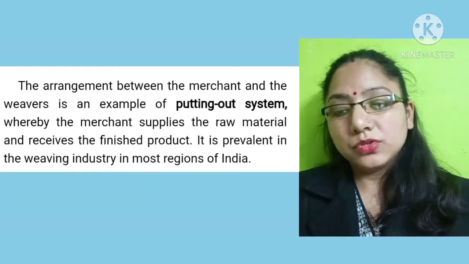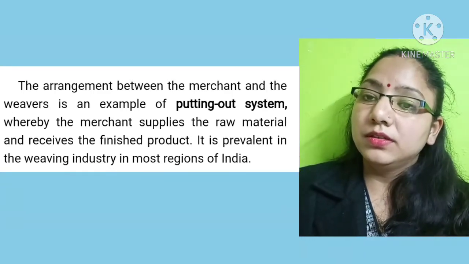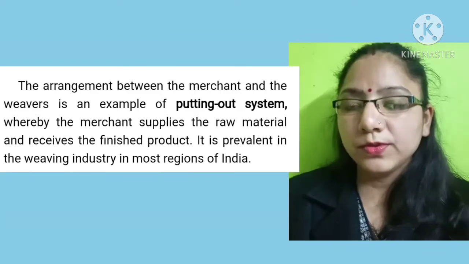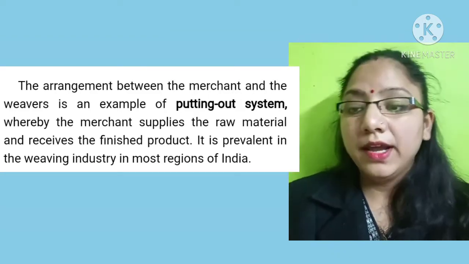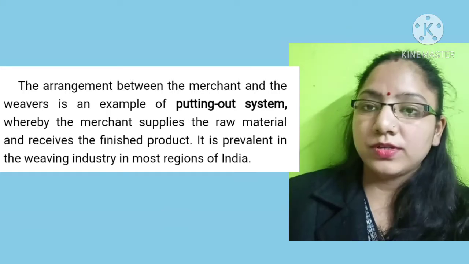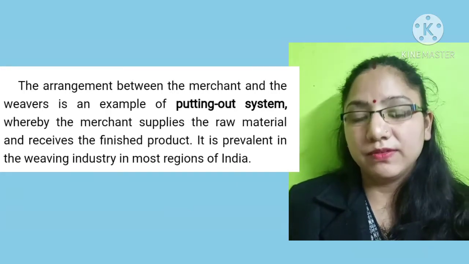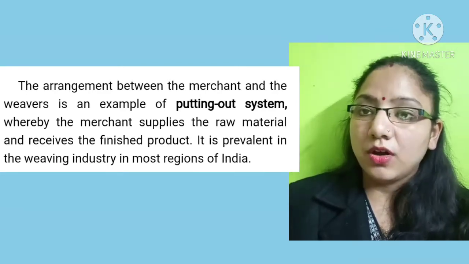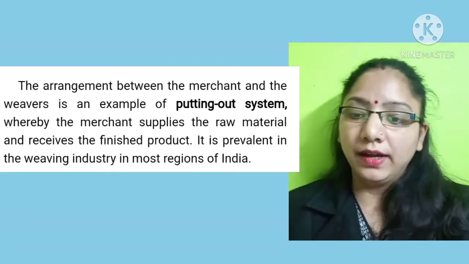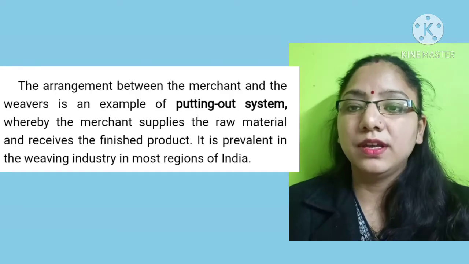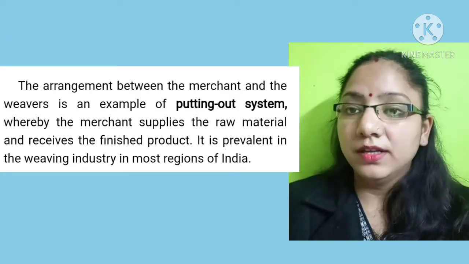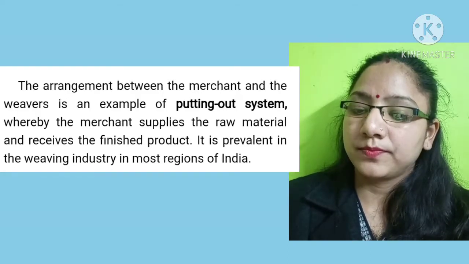And sometimes the merchants are also cheating them. So the whole process which we have seen here is known as the putting out system, which is between the weavers and the merchants. So here the merchant always gets the benefit and the weavers are always at a loss. Not only the weavers, even the cultivators are also at a loss.